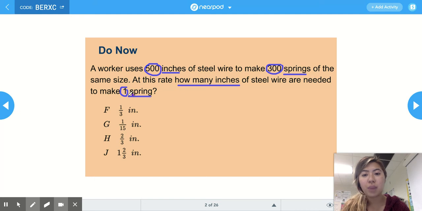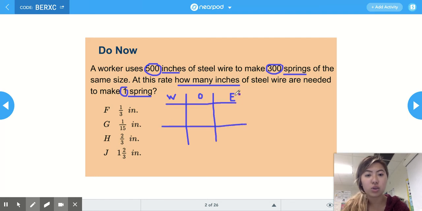So I'm going to start off by making a WOE chart. The W stands for the words or the unit rates in the problem. The O stands for the original numbers or the original rate. And the E stands for equivalent or equal to. So the units in the problem are inches and springs. And as you can see, those are the words that were annotated when we read the problem.